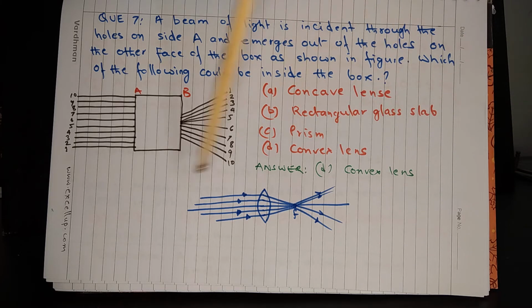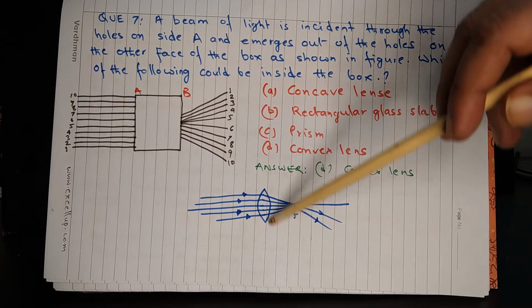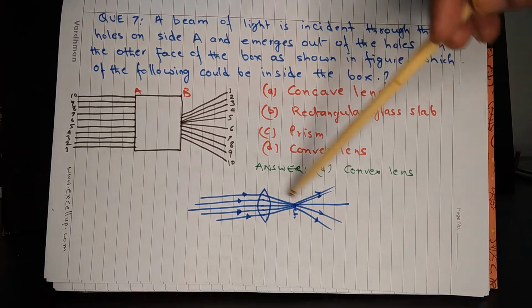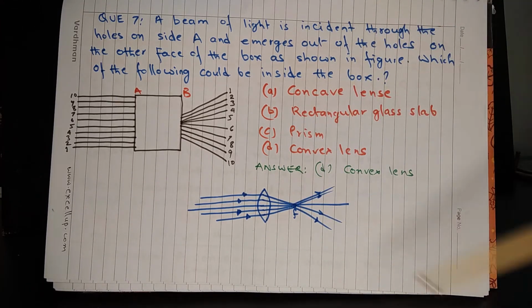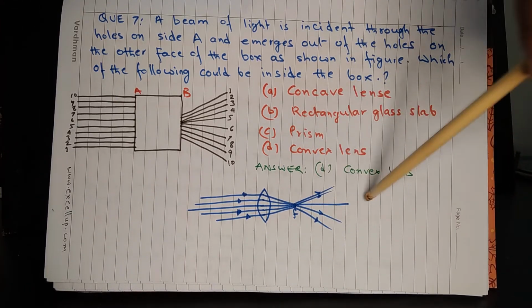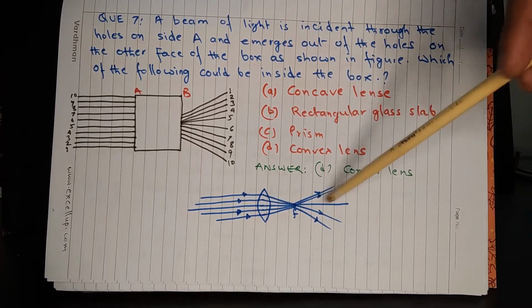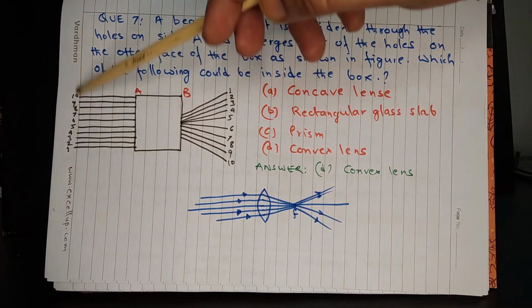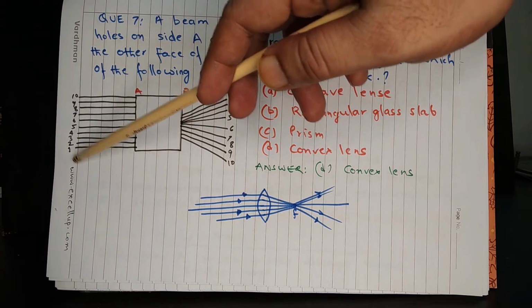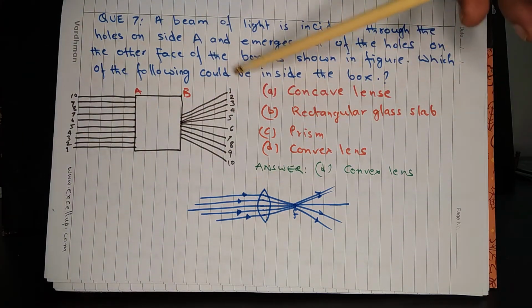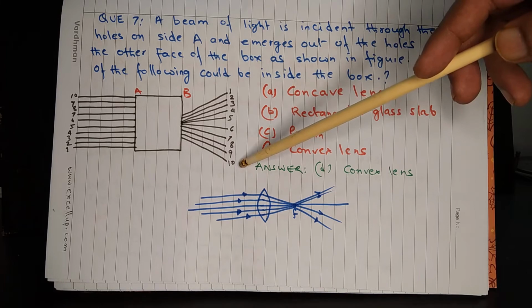So what happens? These rays which are parallel to the principal axis pass through the convex lens, and after refraction they converge at the focus, and after that they diverge in different directions, but the order gets reversed as shown here. So 1, 2, 3, 4, 1 is from the bottom and 10 is at the top. Here 1 is at the top and 10 is at the bottom.